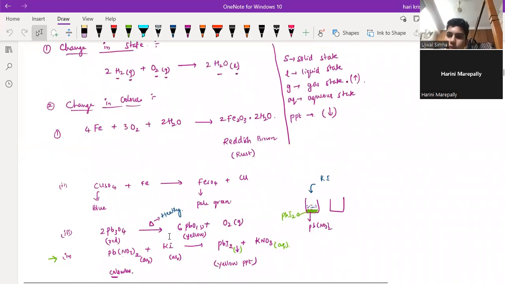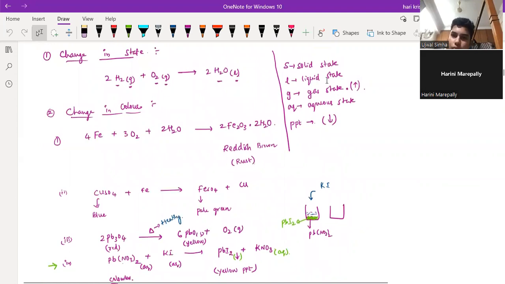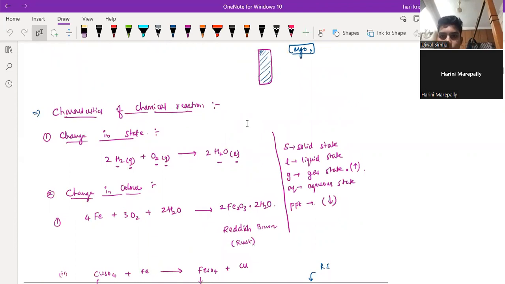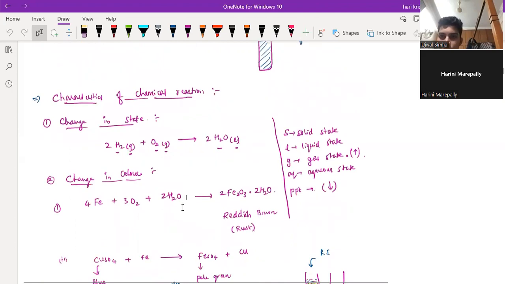The next one is the characteristics of the chemical reaction. That means how to identify the given chemical reaction. The first one is a change in state. Whenever the reactants combine to form the new products, if the change in state happens from solid to liquid, or liquid to gas, or gas to solid, whatever it is, it indicates some chemical change has happened.